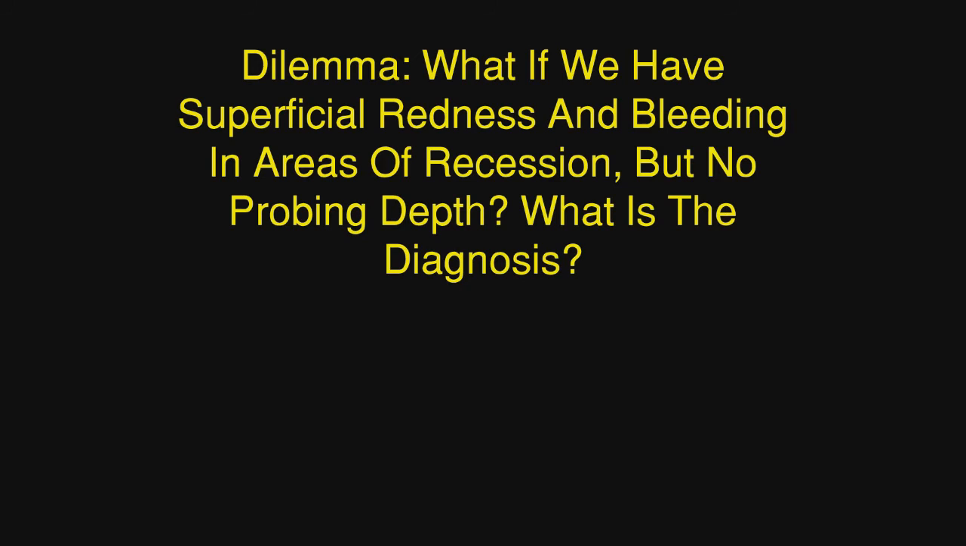The dilemma: what if we have superficial redness, bleeding in areas of recession, but have no probing depth? What is the diagnosis? Basically, this looks like a gingivitis, but when we have attachment loss, the true diagnosis on that is a periodontitis.